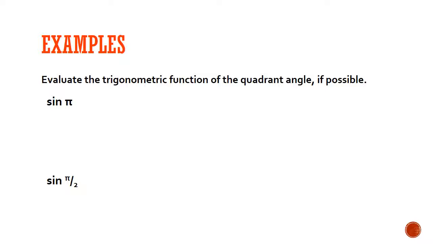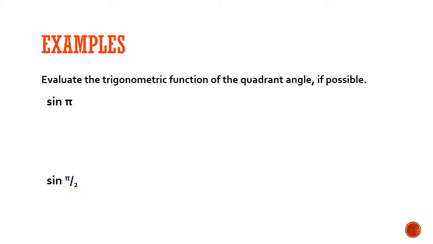Quadrant angles are angles that lie on the axis. And remember, for 0, you're going to have the xy point 1, 0. For 90 or pi over 2, it's going to be the point 0, 1. For pi or 180 degrees, it's going to be negative 1, 0. For 3 pi over 2 or 270 degrees, it's going to be 0, negative 1.